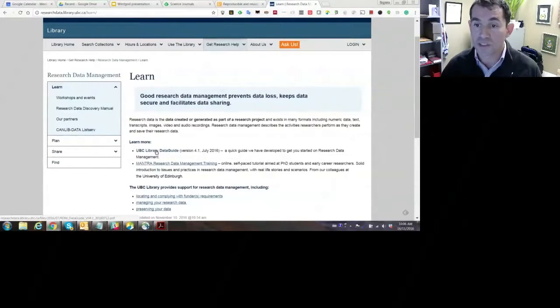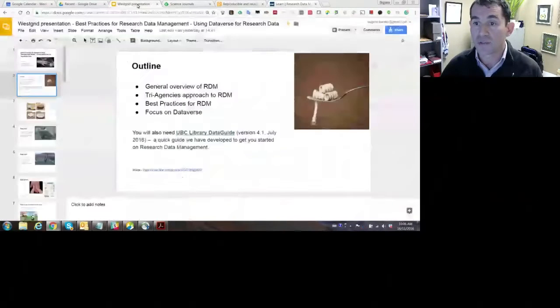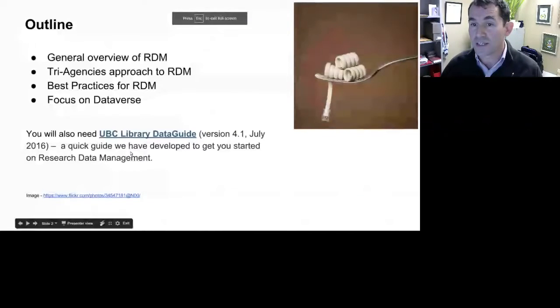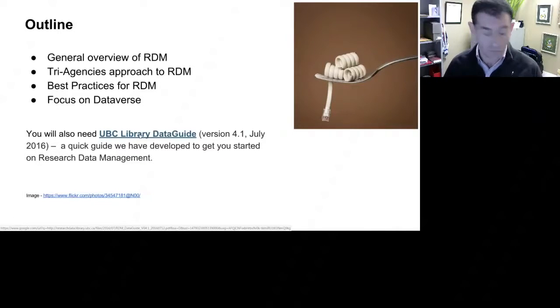I will be referring to this little guide today for specifics like storage, backups, file formats, and file naming. Again, if you just Google UBC Research Data, go to Learn, and you will see the data guide. It'll take a minute for you to do it. Or I don't know if the link is clickable on your screen, maybe it is. Maybe a couple of seconds.